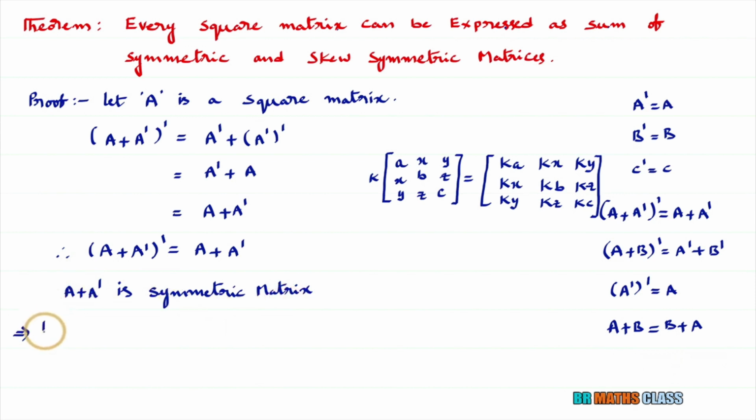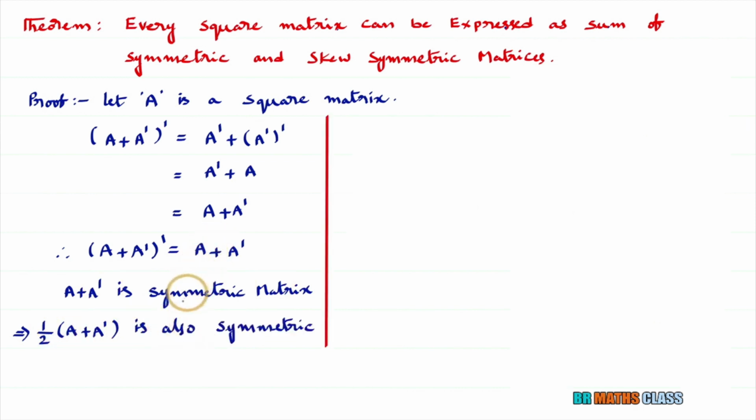Here, I will consider that scalar as half into A plus A dash. When we know A plus A dash is symmetric, I can easily conclude that half into A plus A dash is also symmetric. What I am trying to prove is that every square matrix can be expressed as sum of symmetric and skew symmetric matrix. I considered a matrix A and I proved that half into A plus A dash is symmetric.